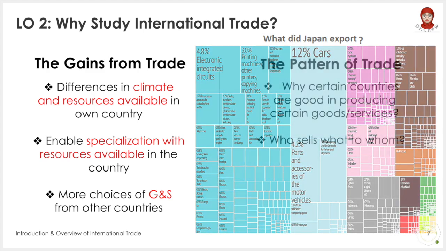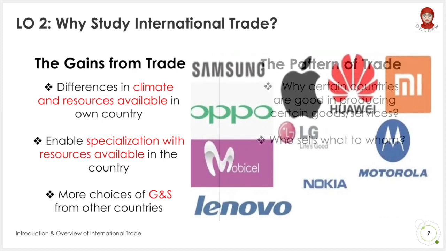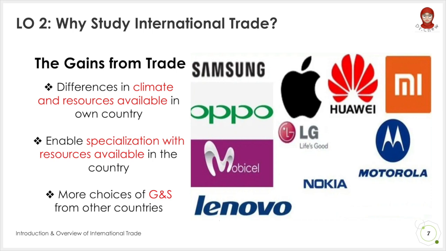So we can also say that with international trade, there are more choices of goods and services. We can have more choices, for example, in terms of mobile phones. We can get Apple from the US, we have Huawei from China, we have Samsung from Korea. If we don't have international trade, we might not be able to enjoy a variety of mobile phone brands. Very simple. Everything is possible now due to international trade.